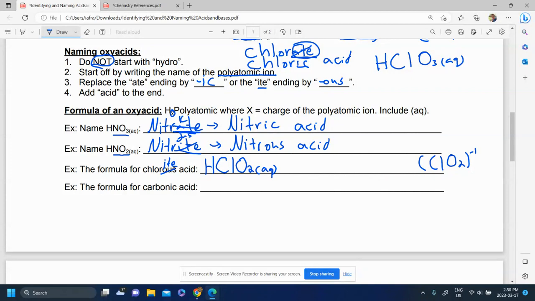Okay, next, you can try this one on your own. Carbonic acid. The ic, so there's no hydro, so I know it's not binary. The ic means it must have been a polyatomic ion ending in ate. So this is actually carbonate. So carbonate, if you go look at your table, is CO3 2-. So I'm putting H, subscript of 2, and then CO3, and then aqueous.